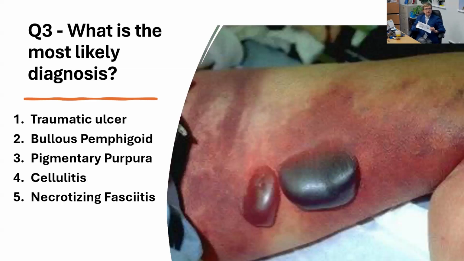Next one. Okay, what do you think here? Is this traumatic, bullous pemphigoid, pigmentary purpura, cellulitis, or necrotizing fasciitis?